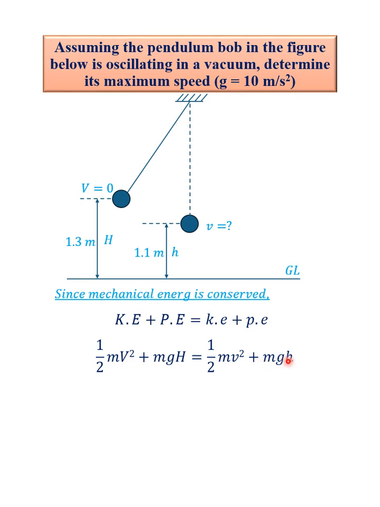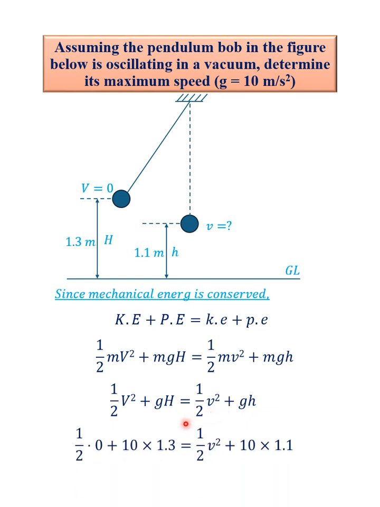If we have mass on the right hand side and we have mass on the left hand side and they are equal, then they can cancel out, which means we can ignore the masses and we'll be left with half V squared plus gH equals half v squared plus gh. Let's solve for v by substituting in the values. So we have half times 0, because the velocity at this maximum height is 0, plus 10, g is 10, times 1.3, the maximum height H, equals half v squared, we're looking for v, plus 10 to represent g, times 1.1, the minimum height.